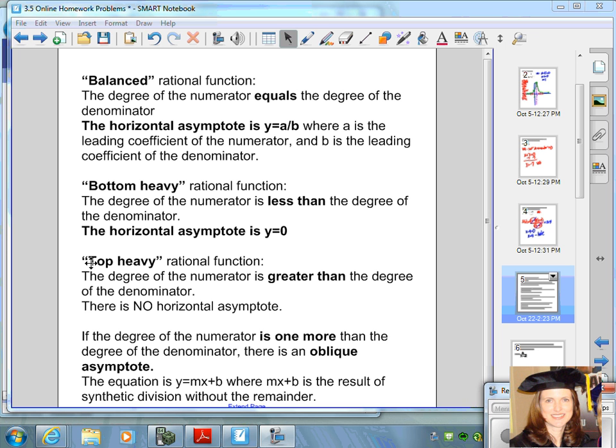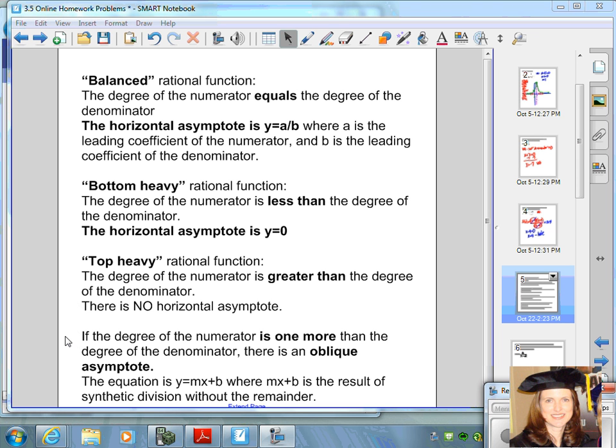We also have top-heavy rational functions. The top-heavy rational functions are where the degree of the numerator is actually greater than the degree of the denominator. Look for that largest exponent in the numerator. If that's greater than the largest exponent in the denominator, we say it's a top-heavy function. For all top-heavy functions, there is no horizontal asymptote.